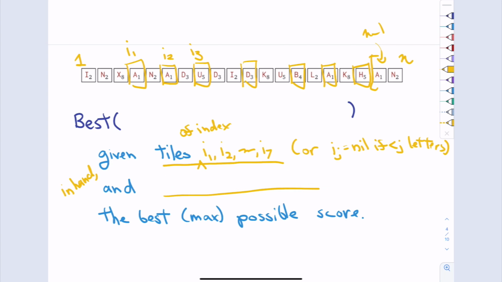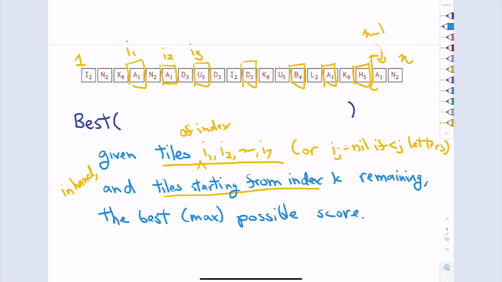And tiles starting from index k, remaining, the best or maximum possible score. Okay, so I think this will concisely describe, handwriting's not great, but this will concisely describe exactly the state of the game right now when you're making your decision.